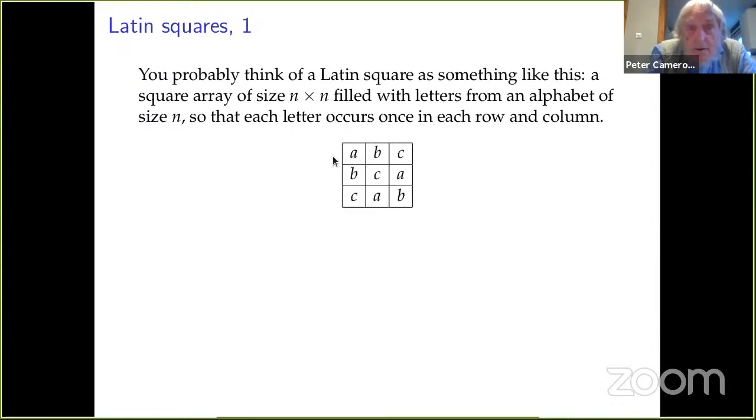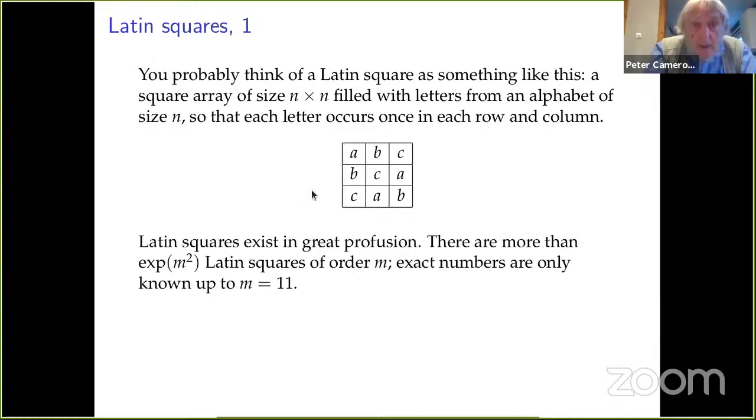So here's a little example. n is three, so this is an order three Latin square. It's 3 by 3. We have three letters A, B, C in the alphabet, and each letter occurs once in each row and once in each column. So that's a Latin square in the usual way. But I want you to now think about Latin squares in a rather different way. But first of all, let's just say there are huge numbers of Latin squares, more than exponentially many in terms of the number of cells in the square. They've been classified up to n equals 11, and that was a huge computation. Nobody's gone beyond that yet. So exactly how many Latin squares there are, we don't know.